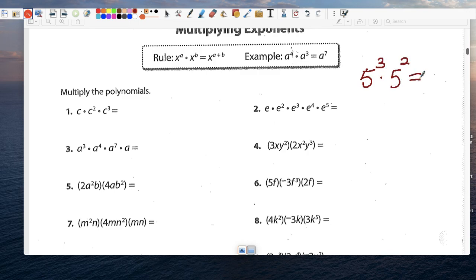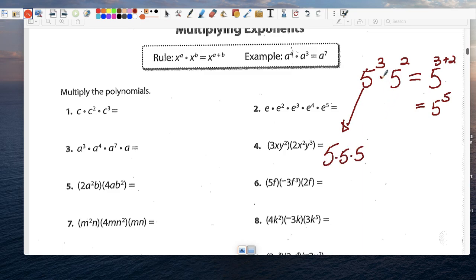Instead of giving me the actual answer in standard form, this in exponential form, well, we keep the base and we add the exponents, 3 plus 2. And that's the same thing as 5 to the fifth power, which is in exponential form. Now, let's expand 5 to the third power. That means 5 times 5 times 5.